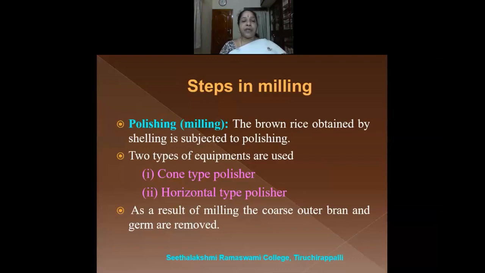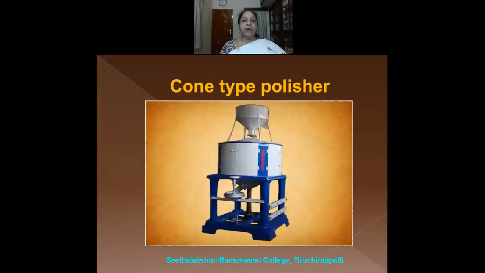There are two types of equipment that are used for polishing. They are the cone type polisher and the horizontal type polisher. As a result of milling, the coarse outer bran and the germ are removed. So during the milling process, the outer bran as well as the germ is removed. That is, during polishing, bran is also removed and the germ portion of the grain is also removed. This is the cone type polisher that is used to polish the brown rice.